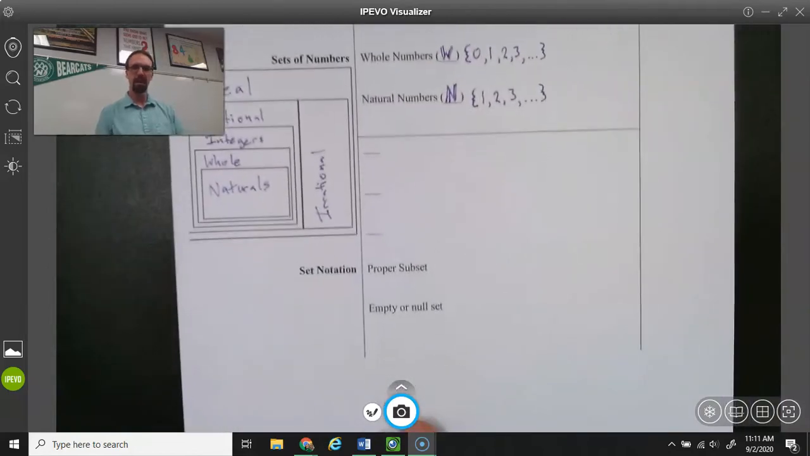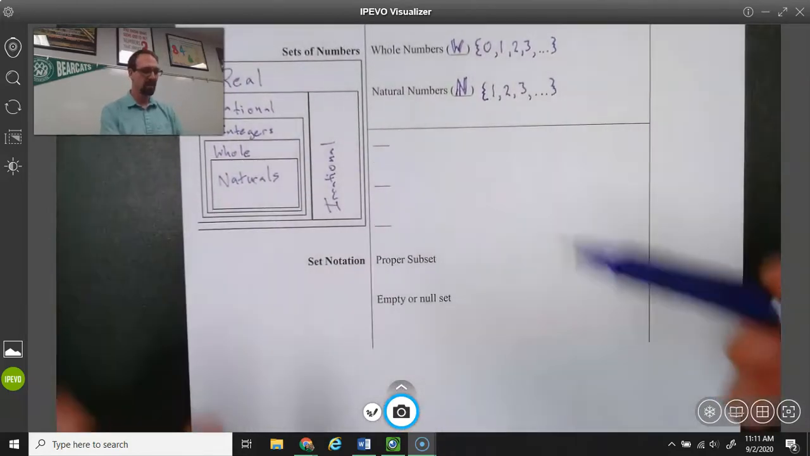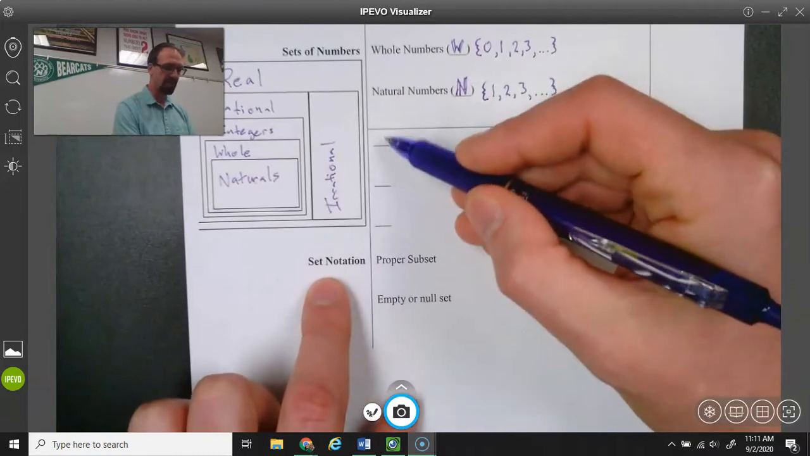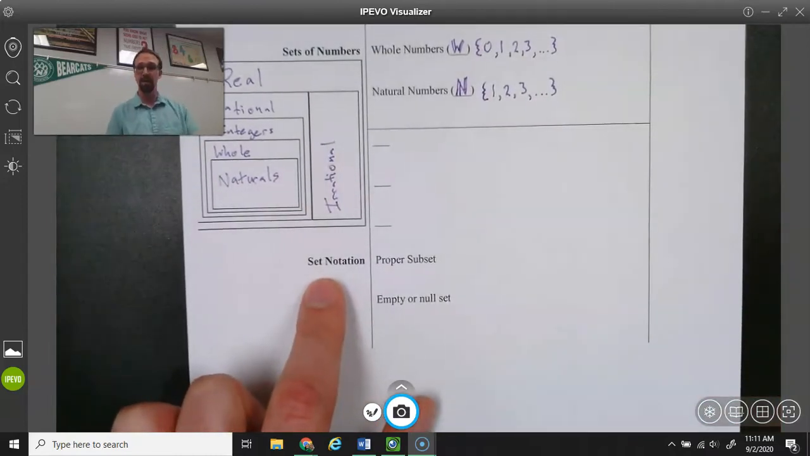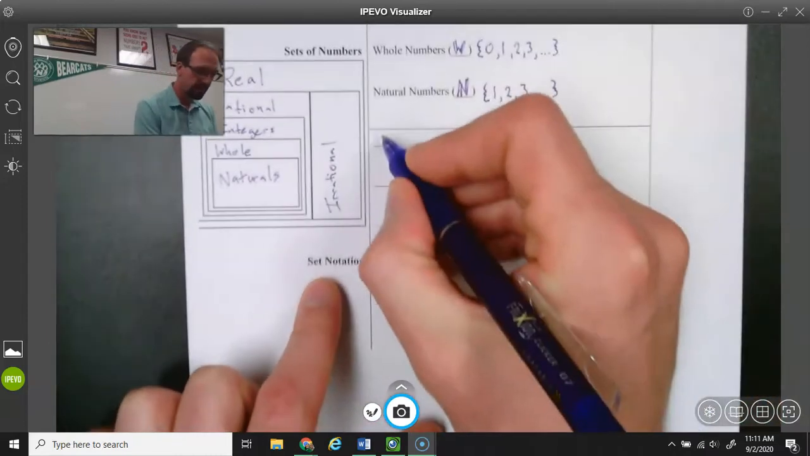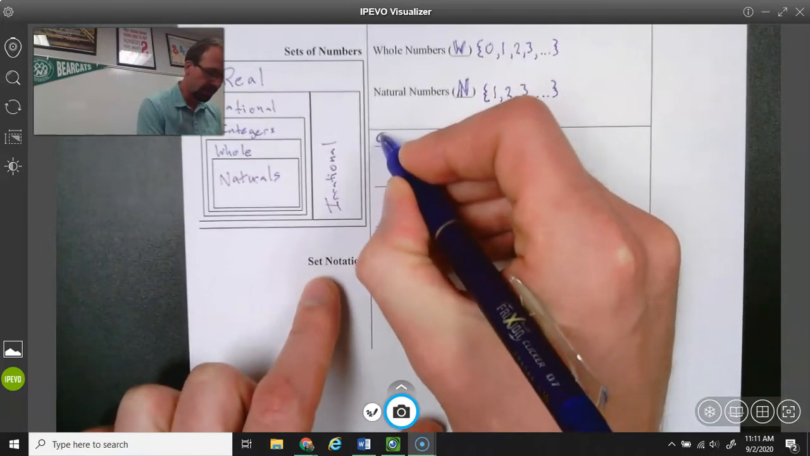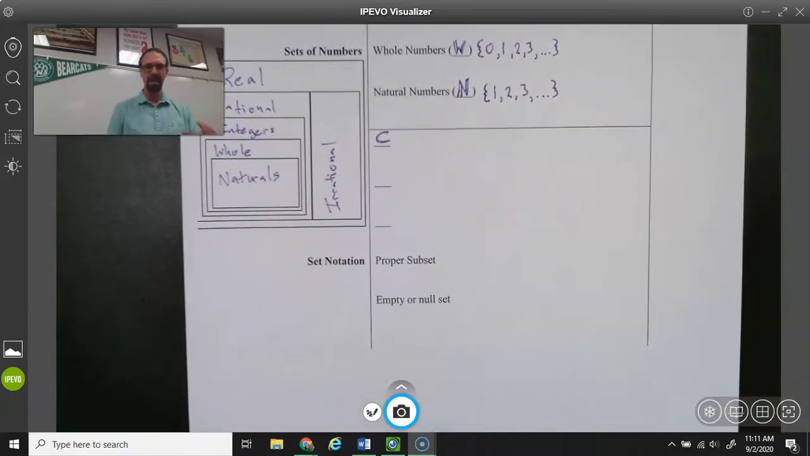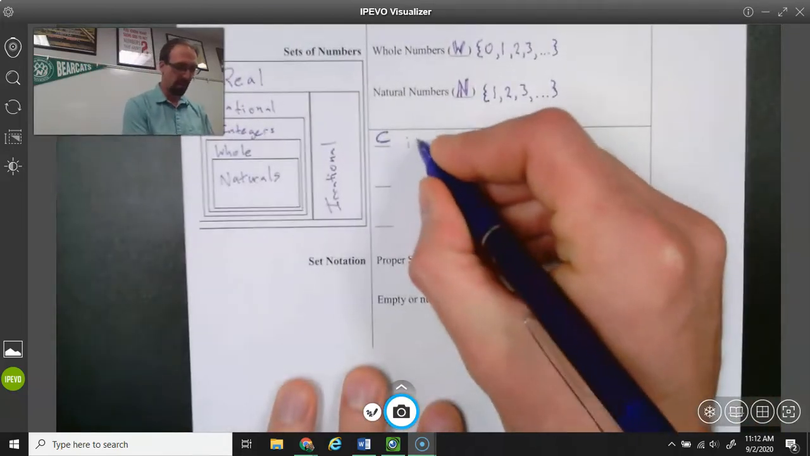The next part, what we have in our notes, has to do with set notation. This chart kind of moved the box down, but set notation, there's 3 symbols that we're going to focus on in this course. The first one is this symbol right here, which looks like a capital C, but it's kind of elongated, so it's longer than normal. So this elongated C, we say, is a proper subset.